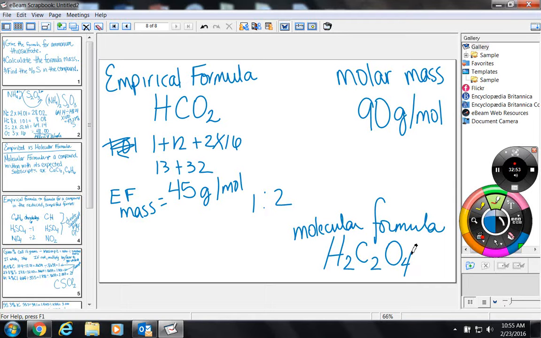45 goes into 90 how many times? Twice. You get the 2 too. So that's just the ratio. Isn't it just double? And then I double it. So then I'd do 2 times 1, 2 times 1, 2 times 2.